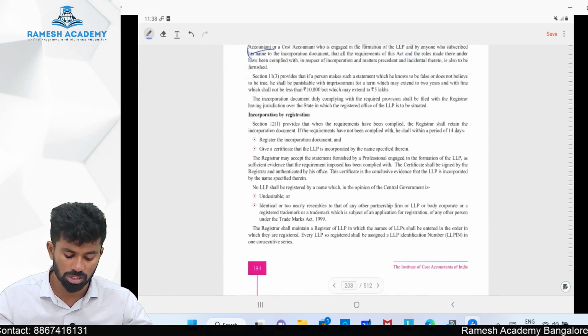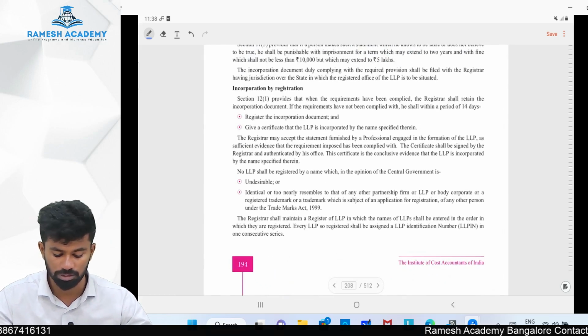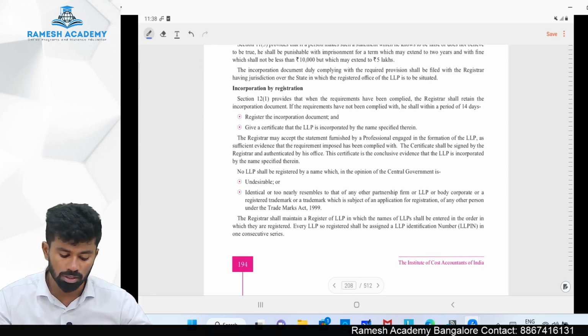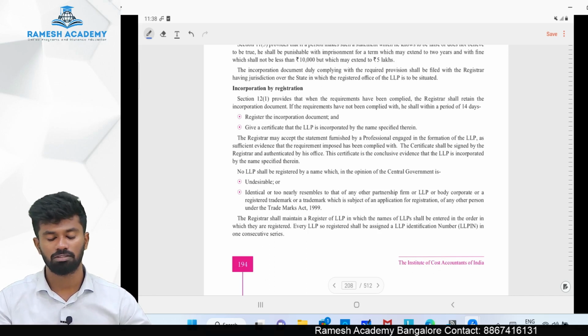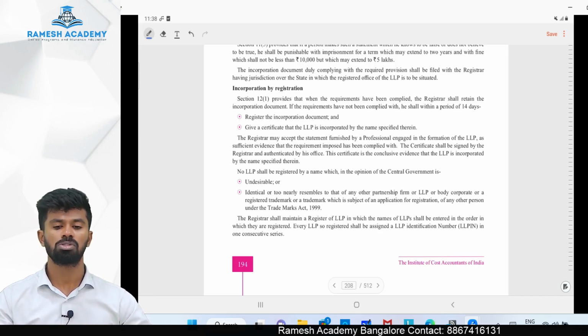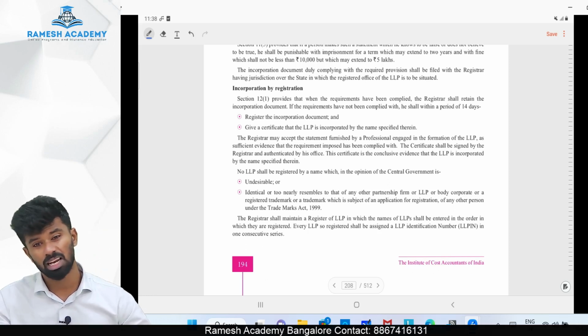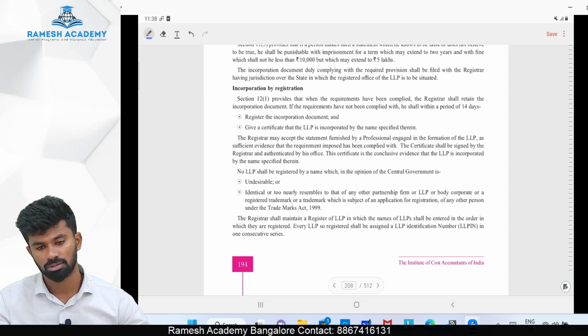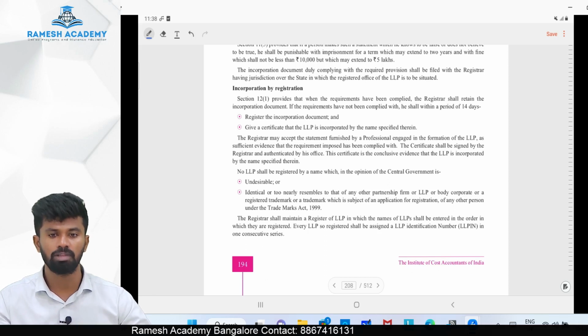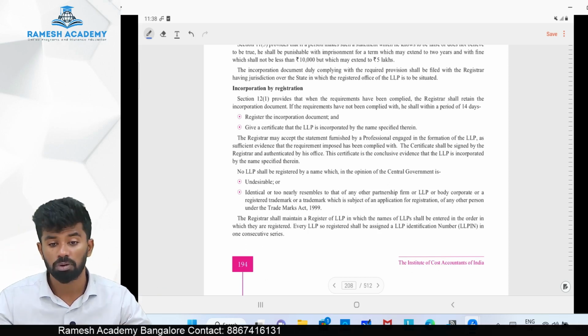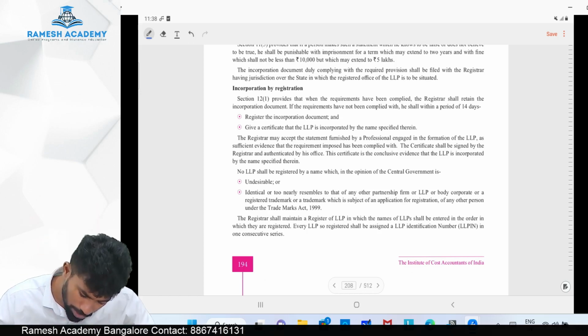Incorporation by registration. Once these documents are filed with the ROC, the ROC will verify the same. If the documents are in order, the ROC issues what? Certificate of registration, and the ROC will also mention the LLP identification number. Now, what is the LLP identification number, sir? It is a number given to the LLP, like we have a CIN number. What is CIN number? Corporate identification number.